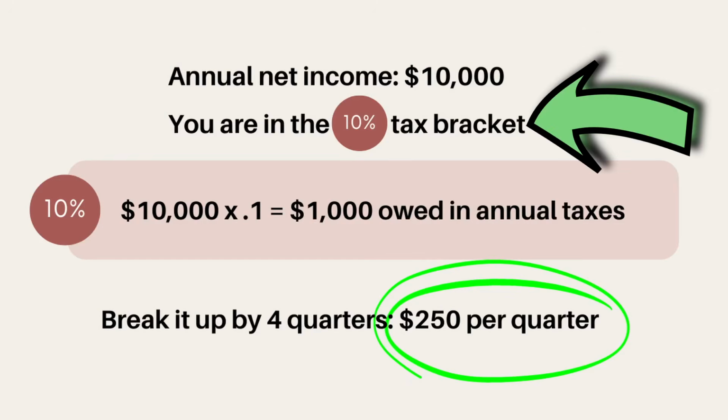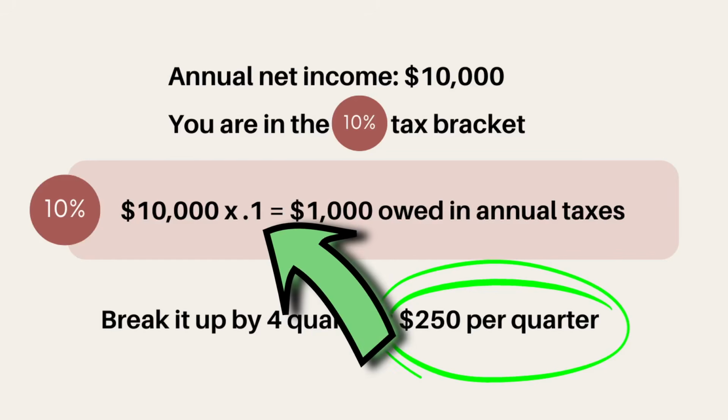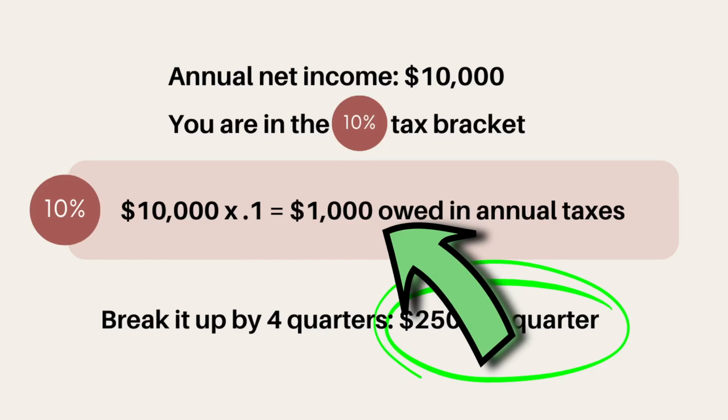So to estimate how much you need to pay quarterly, you can use a really simple formula like this. Let's just do it with a really simple example. Say you open a business this year and you are predicting that you're going to make $10,000 this year. You're going to look at the tax bracket list. You'll see I'm in the 10% tax bracket. So what you're going to do is simply take your $10,000 times 0.1, which is how you get 10%, and that gives you $1,000 that you're going to owe for the entire year of taxes.